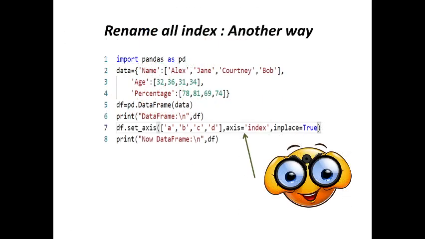We can also write axis equals index. Here you can see we have written axis equals index. So this will give you the same output. Now you can run this code segment in your system and you can check the output.